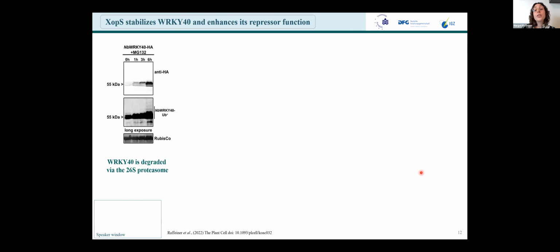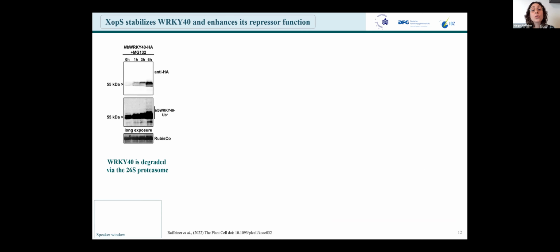Another observation that we made while dissecting the function of WRKY40 and XOP-S and the interaction between them was that WRKY40, as many other transcription factors or proteins in general, was degraded via the 26S proteasome. This makes total sense for a negative regulator of defense, since it has to be degraded during a pathogen attack to allow the expression of defense-related target genes.